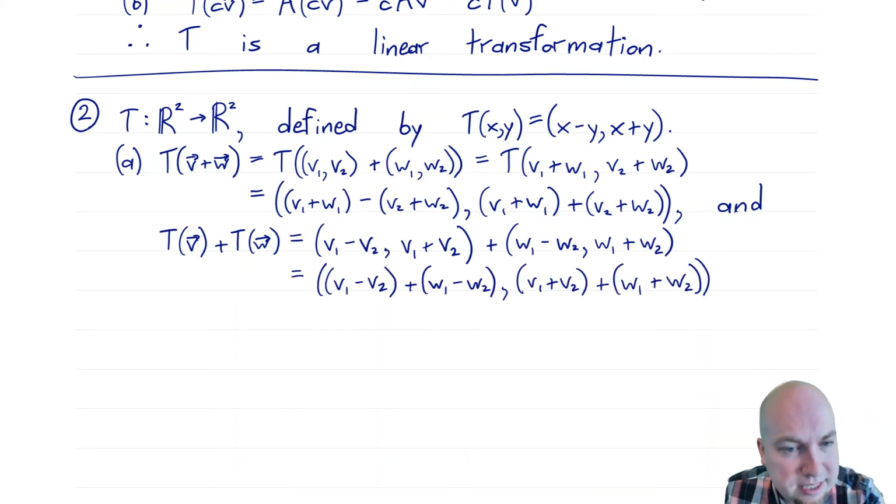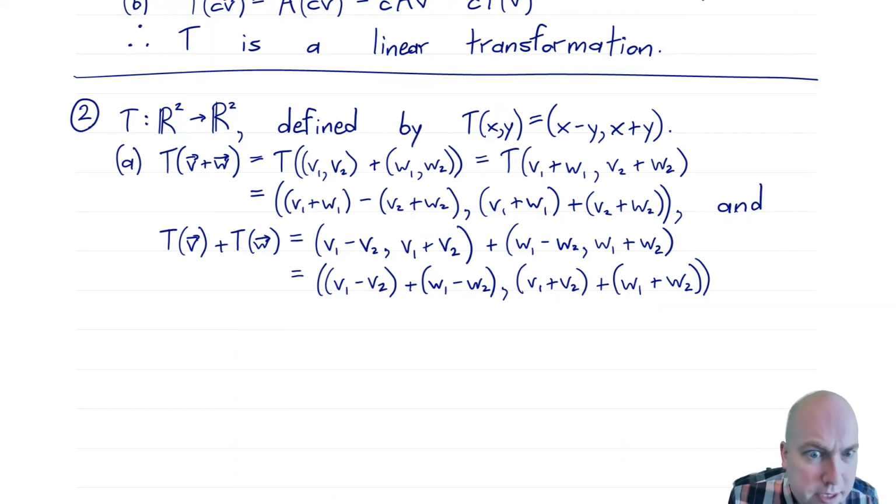Okay, so just the sums of the first two entries, V1 minus V2 plus W1 minus W2. And then V1 plus V2 plus W1 plus W2. So just add things up entry-wise. And then from here, all you do is you stare at things really hard. I want this to equal this.